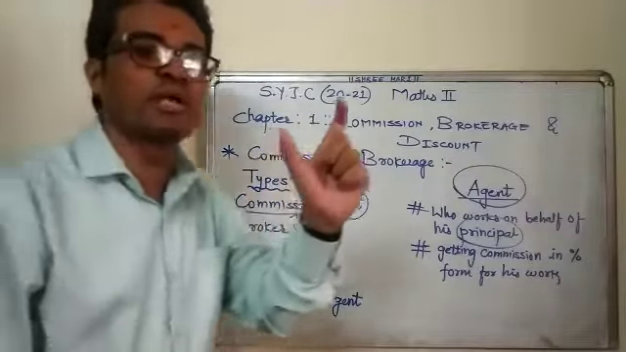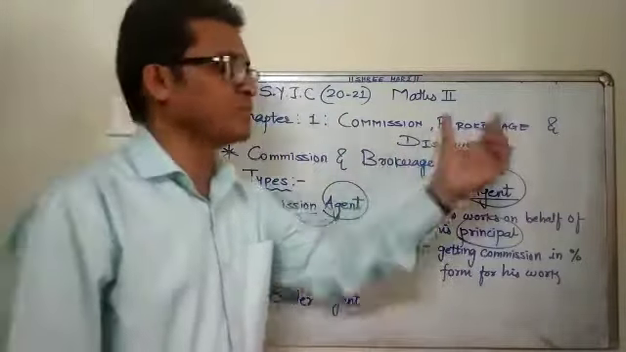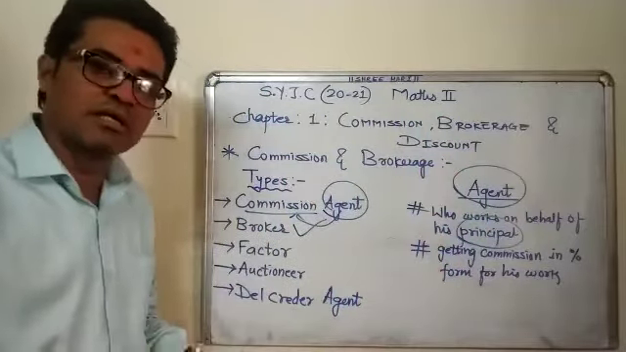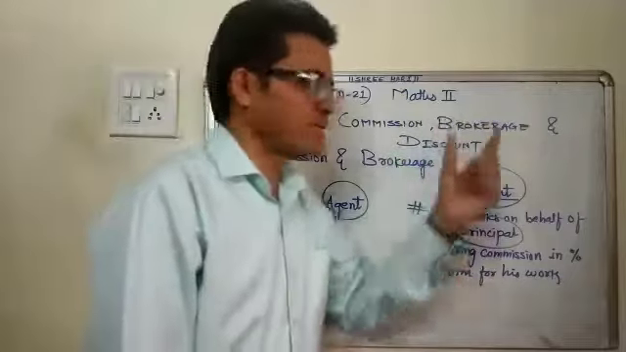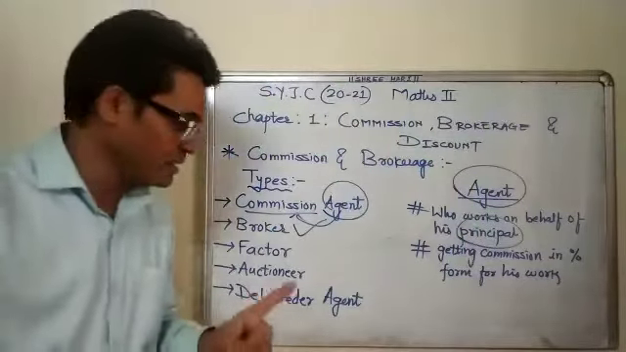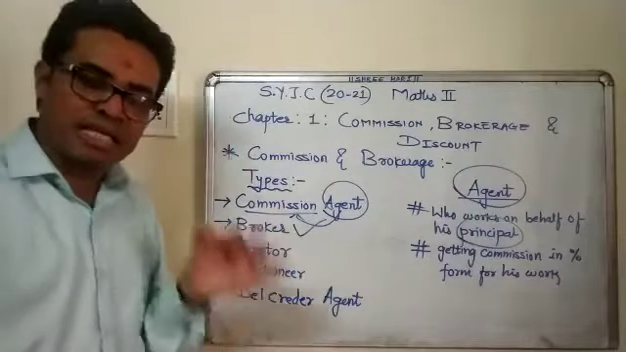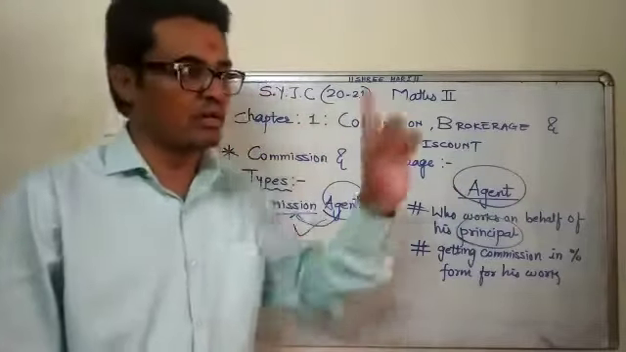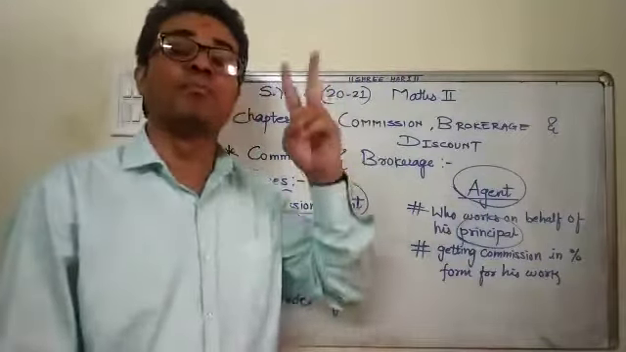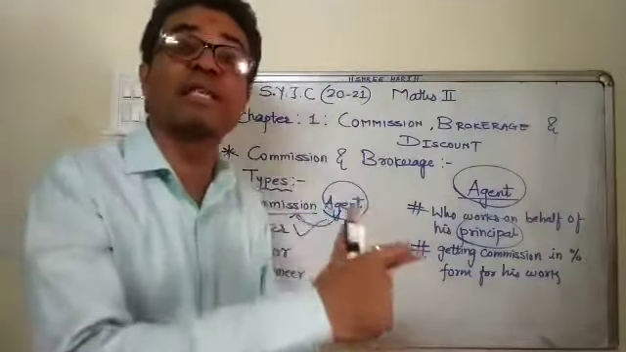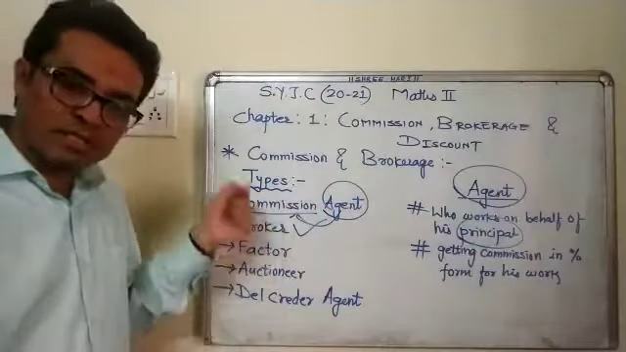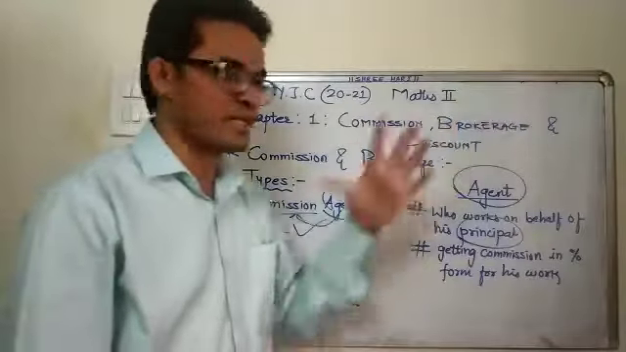Second, the broker. A broker is also a type of agent who charges commission, but for a broker we use a different word, which is brokerage. The commission a broker charges is known as brokerage, and brokerage is received from both parties. A commission agent gets commission from one party, the owner. A broker gets commission from both parties, buyer as well as seller. That's why his income, his commission, is known as brokerage.